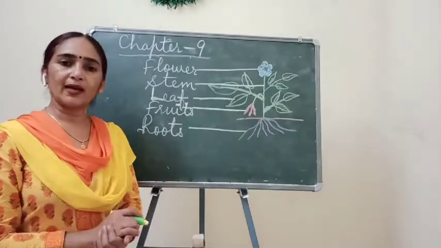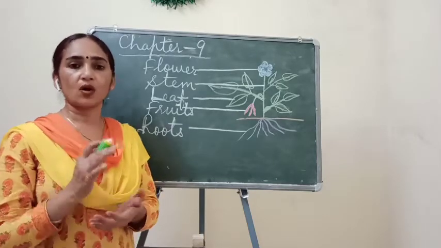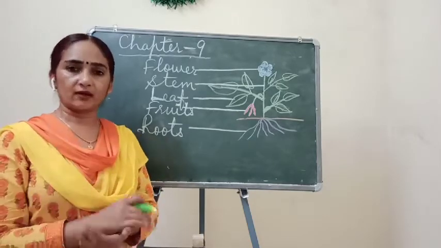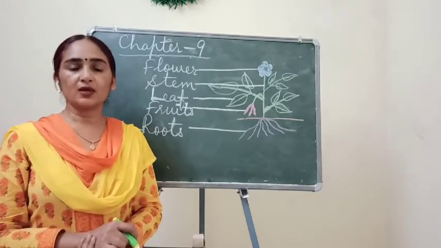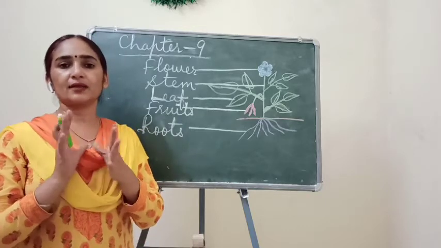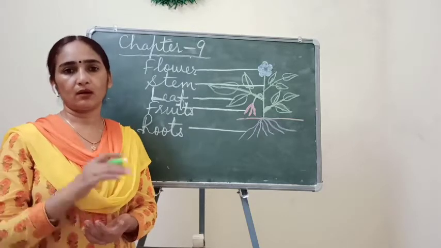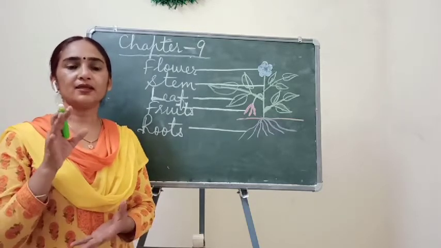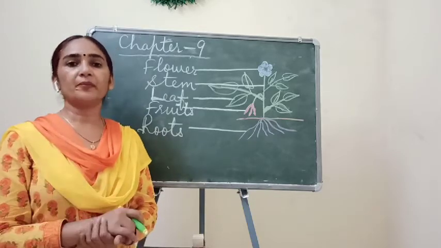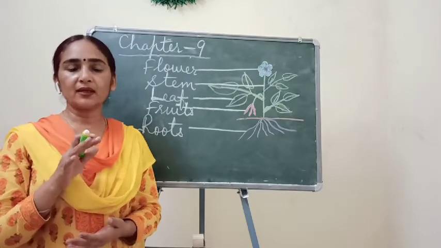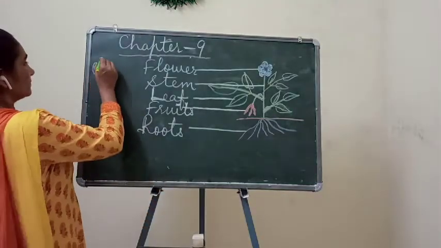So children, you know that leaf is a green part of the plant, and this is also called the food factory of the plant. Why do we call it the food factory of the plant? Because only leaves are the parts of plants which can prepare food for the whole plant, and these leaves are green in color. Why are they green in color? Because of the presence of a pigment, a color producing chemical, which is called chlorophyll.